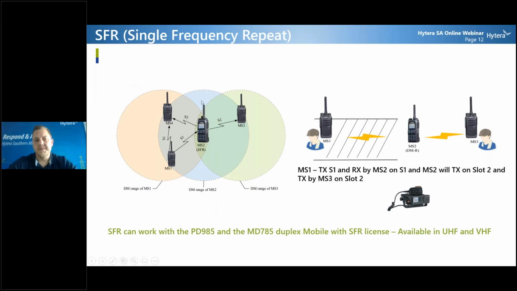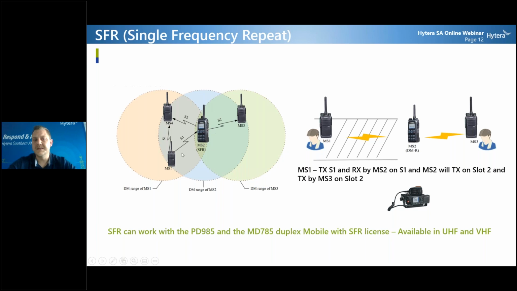Okay, if we look at this example, let's say you've got a radio here and you're transmitting from this radio on slot 1, and this signal doesn't reach this radio here. If you have an SFR portable or mobile close enough to receive this signal, but also close enough to transmit to this radio, it will receive the signal from this radio on slot 1, and it will retransmit the signal to this radio using slot 2. So it works similar to a repeater, but it uses the 2 time slots for you to be able to receive and transmit. So it can give you extended coverage if you have an SFR radio.